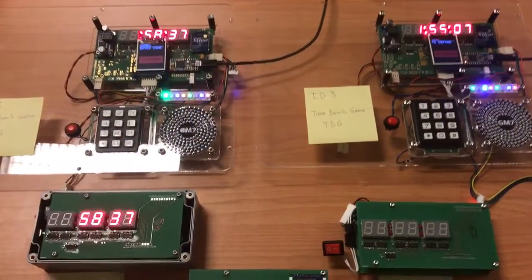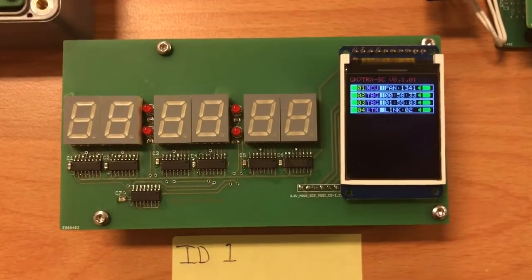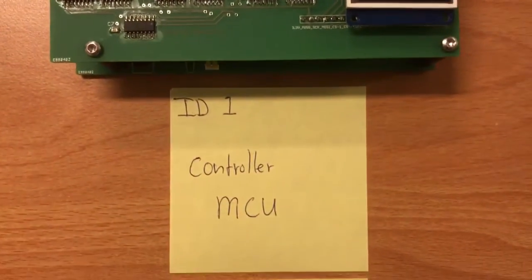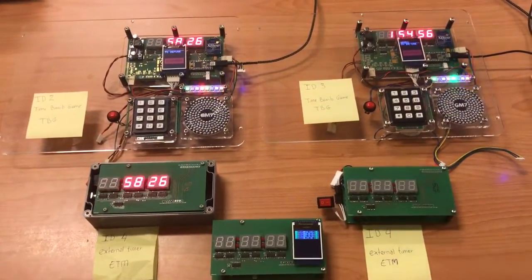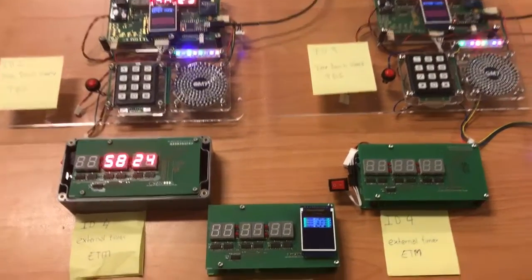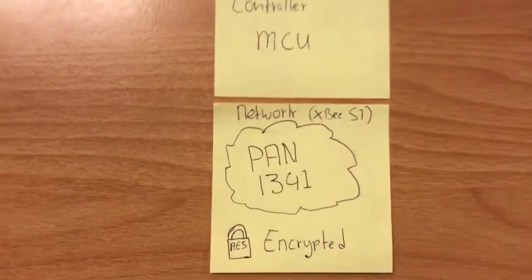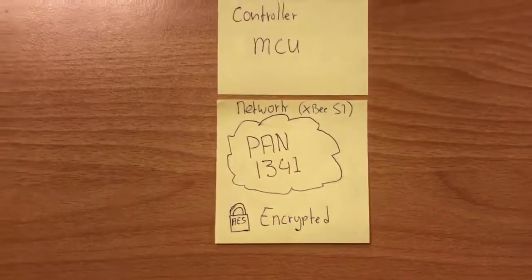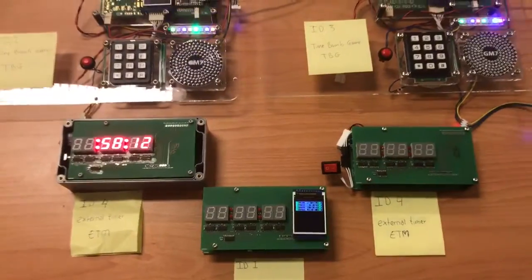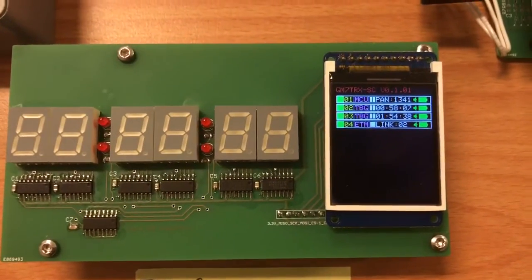All of these things connect wirelessly via an Xbee protocol to this master control unit, the MCU, and everything is connected in the same network we call a PAN, or Personal Area Network, which is used by Xbee protocols. And I'm using Xbees. It's all AES encrypted.